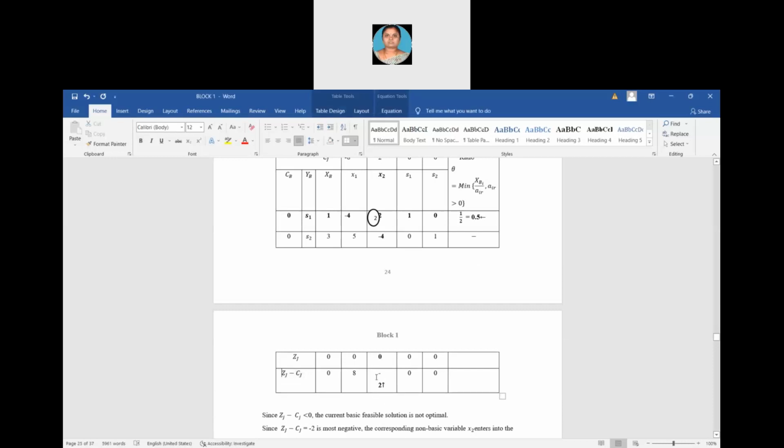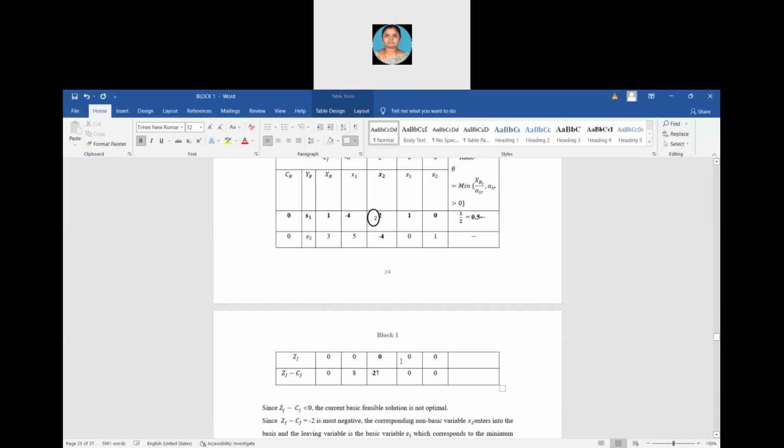That is, Zj minus Cj has to be calculated. Here in this Zj minus Cj, the most negative value is minus 2. So you have to take the corresponding column. That is x2 is the corresponding column there. And that x2 has to be divided by xb. That is 2 divided by 1, minus 4 divided by 3.